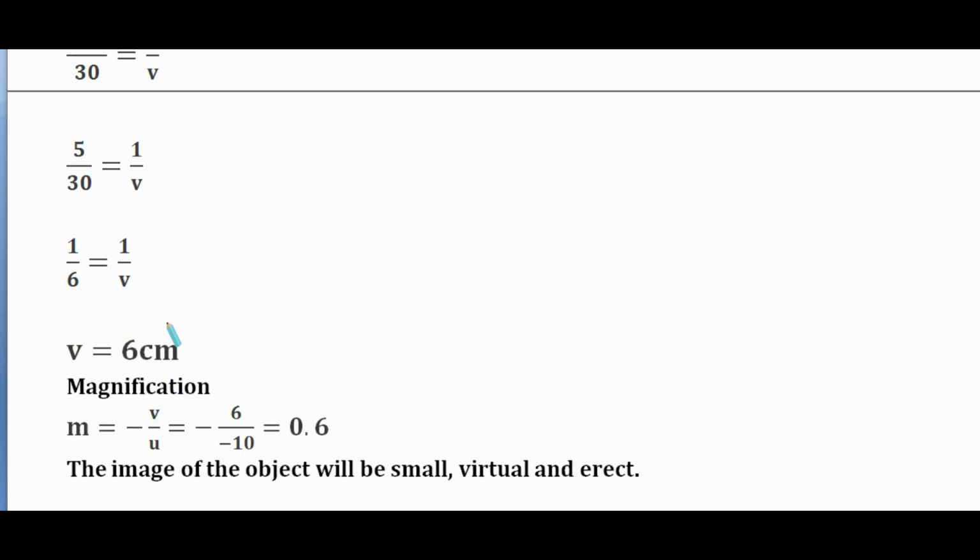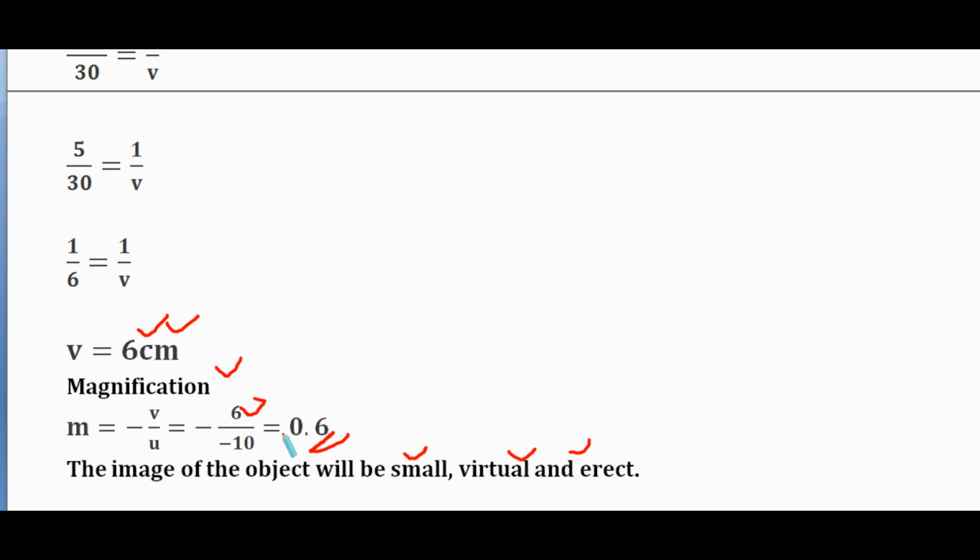And now V equal to 6 centimeter. Then magnification M equal to minus V upon U. Value of V is 6, and value of U is minus 10. This minus becomes plus, so we get 0.6. The image of the object will be small because it is less than 1.